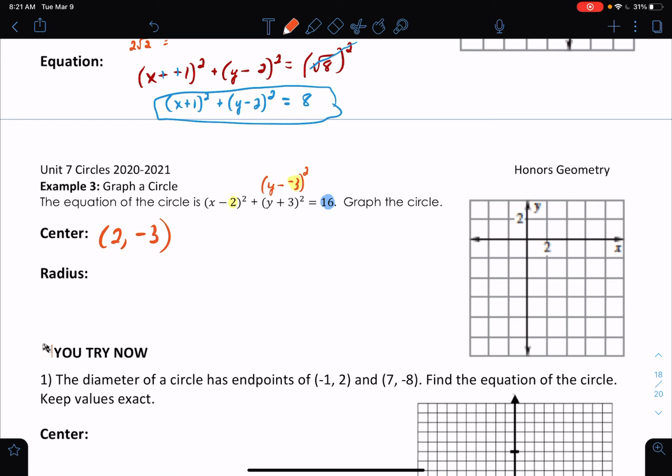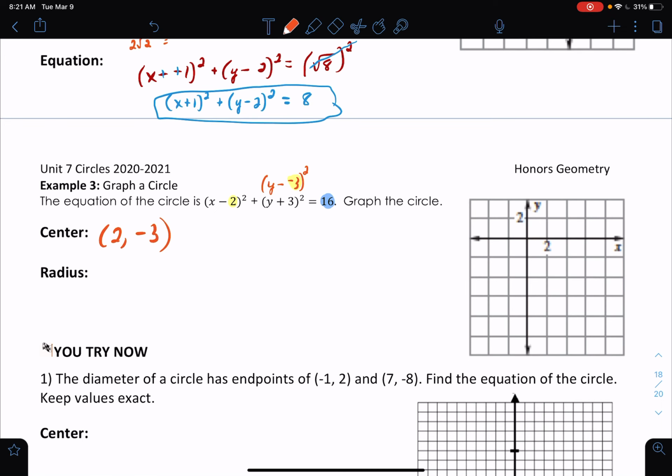And the radius is not 16. That's what I see every year. Remember, this was r squared. So r squared equals 16. So the radius value has to be +4. Okay? So that is a big thing I see every year, is that you forget to square root that value in the equation. You have to square root it because that represents r squared, not just your plain old radius. So now that we've got the center and the radius, we can graph.